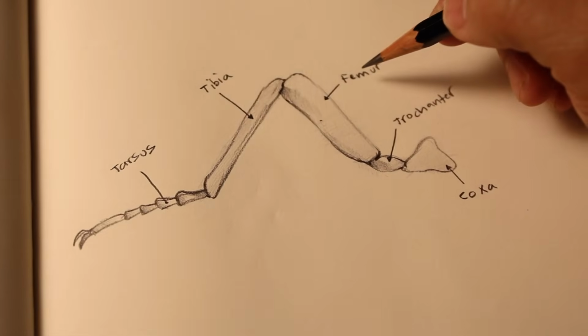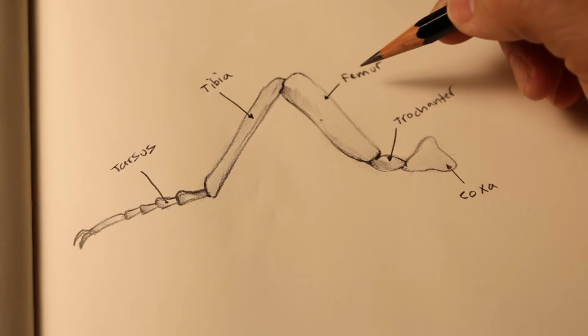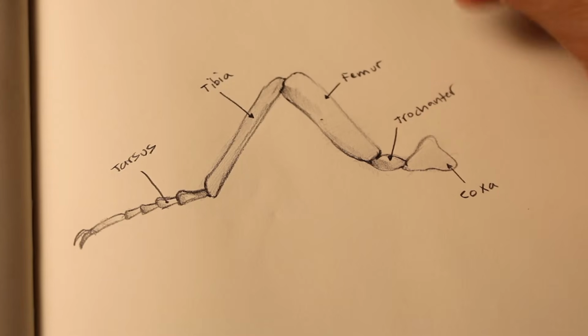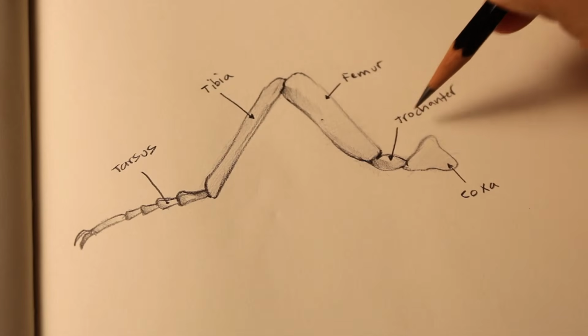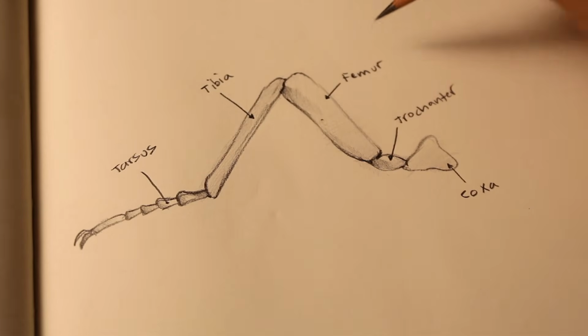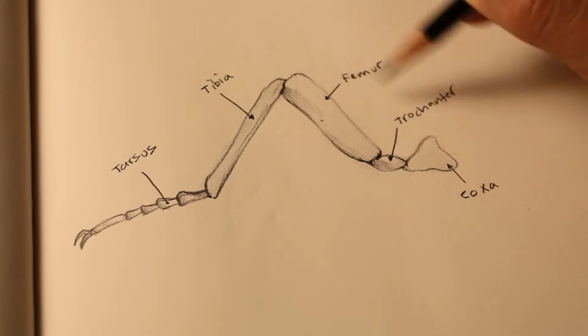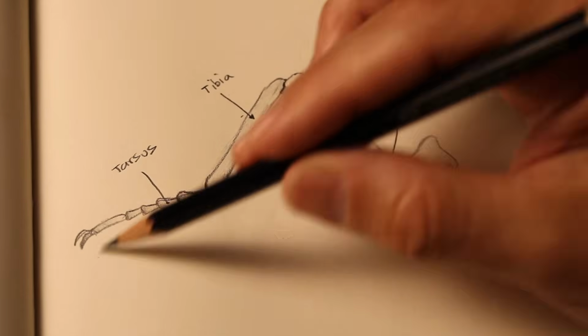Hello and welcome back. Today's lesson is about turning insects and the different parts of the insect into creatures that are believable but also fun at the same time. So you'll see here that I drew a basic insect leg and I have some parts listed off. Okay, so we have the coxa, the trochanter, the femur, tibia, and then the tarsus at the end.